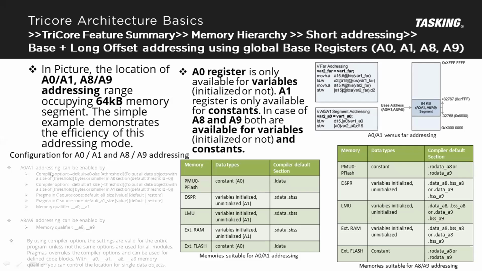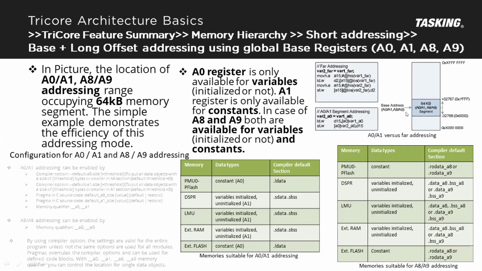And again, there's a compiler option here. This is available for your whole project. The pragmas are applicable for only certain modules inside your project. And for single objects, you could use the memory qualifiers. And for A8 and A9, you have the possibility to use only memory qualifiers. In this case, you could use __A8 and __A9 in front of your data objects in order to place the data inside a memory segment that is accessible with these address registers.